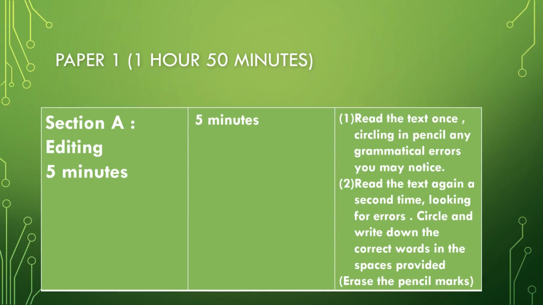Now, for Paper 1, we have 1 hour 50 minutes, and in Section A you will have editing. Read the entire text quickly first to understand the subject matter of the passage. As you read quickly, check if the passage is mainly relating events in the past, present or future, or whether it's a combination of time periods. This will help you to know which tenses to use. I'll be creating a separate video on grammar components for your revision purposes.